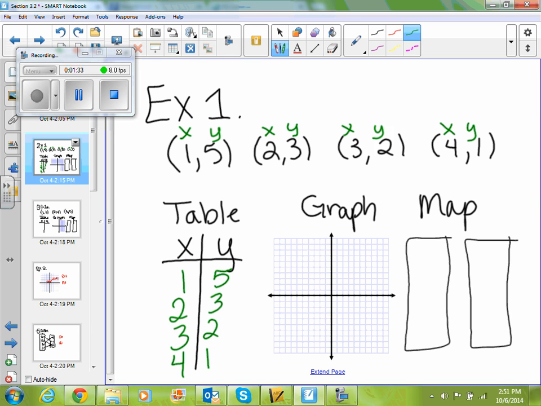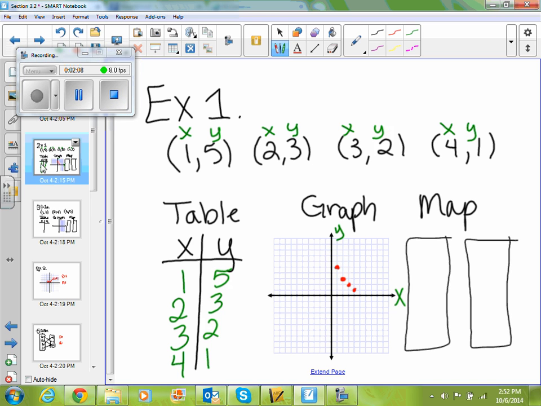Perfect. Okay. When we graph those, this is your x-axis, this is your y-axis, so we're going to graph them going on our x-axis first. Your x-axis tells you how much to the left or right you go, and your y-axis tells you how much up or down you go. So positive 1 tells us to go over 1, and then positive 5 tells us to go up 5. So my first point is over 1, up 5. Second point then would be over 2, up 3, over 3, up 2, and over 4, up 1. So if you plot those points, you get something that looks kind of like that.